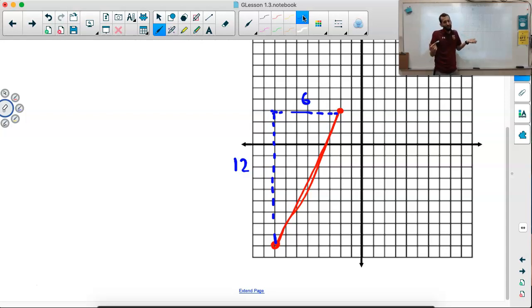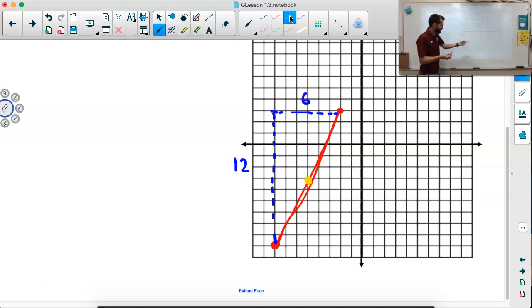So if I want to find the midway point, the midpoint, it's literally half of those distances. So instead of going up 12, I'm going to go up 6, and then over instead of 6, 3. And this would be my midpoint.